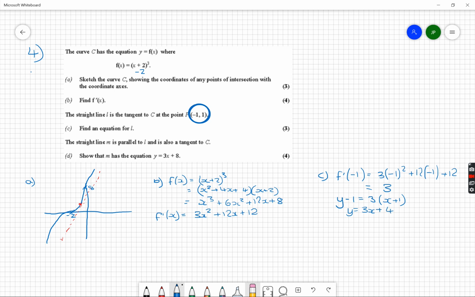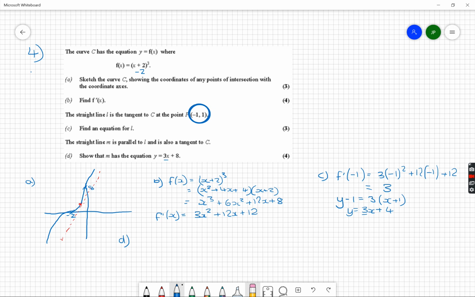Last part, part D. The straight line M is parallel to L and is also a tangent to C. Show that M has the equation y equals 3x plus 8. So I know I'm going to have another line parallel to the red line, somewhere that's a tangent again. I'm thinking it's probably going to sit somewhere to the left-hand side of that function. So let's see what we can find. I know the gradient's got to be 3, because it's parallel to this one anyway.